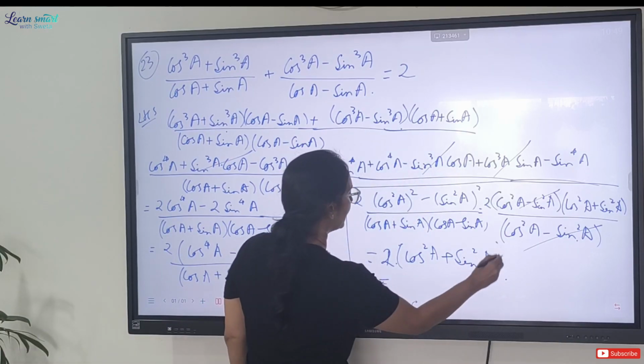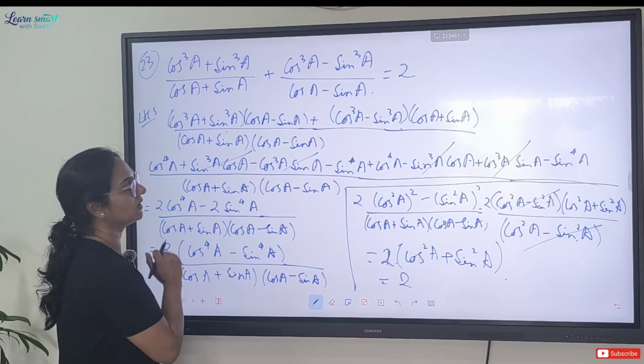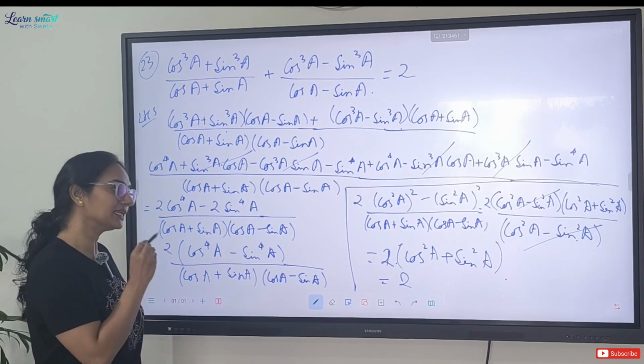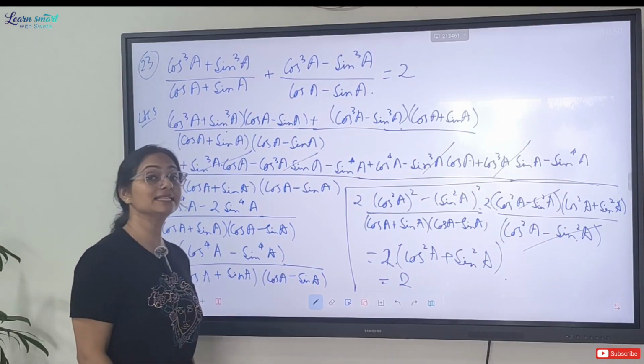So we are getting it as 2. So this is how you can solve it. It looks lengthy, but you have to keep patience and keep doing it properly with full focus, and you will get it. Right? Let's see the next question.